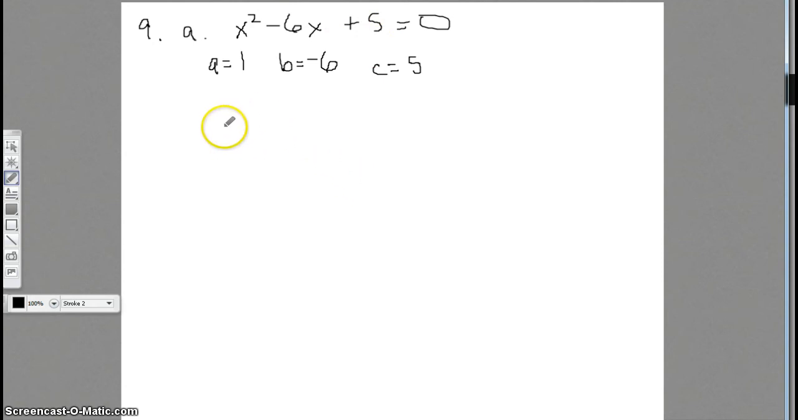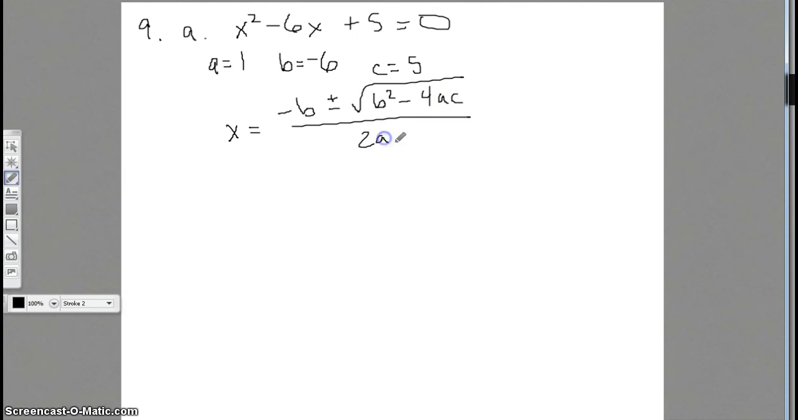And now we need to plug it into the quadratic equation. The quadratic equation is x equals negative b plus or minus the square root of b squared minus 4ac all over 2a. So now I'm going to plug these values in. X is equal to negative b. Well, the negative of negative 6 is a positive 6. Plus or minus the square root, b squared. Well, negative 6 when we square it is 36. Minus 4 times a times c. So this is minus 4 times 1 times 5, which is 20. And all of that is over 2a. Our a is 1, so 2a is 2.